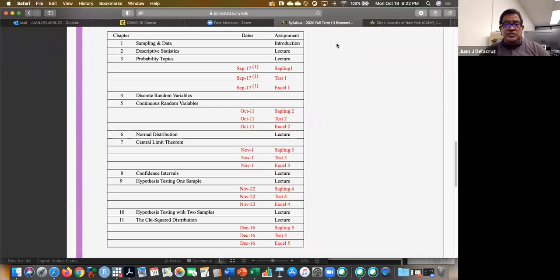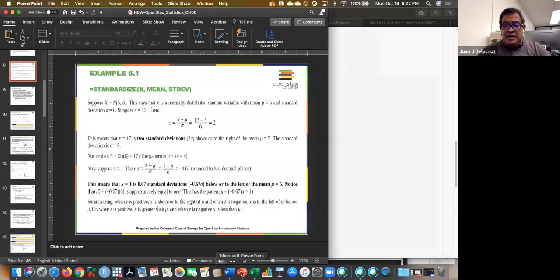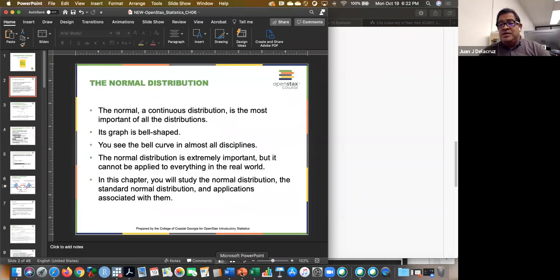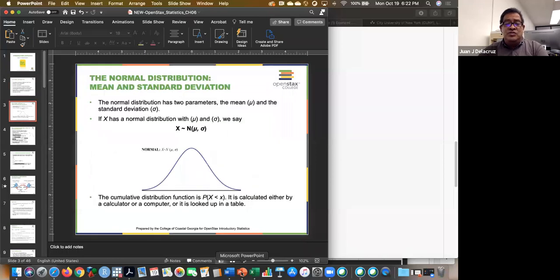So now we're going to go to the class. We have been doing the standard normal distribution. We mentioned that this is one of the most important distributions, and almost all disciplines use it. This is a symmetric distribution. The mean is in the middle, the median is in the middle, the mode is in the middle.